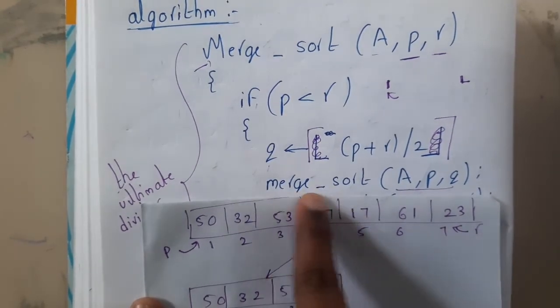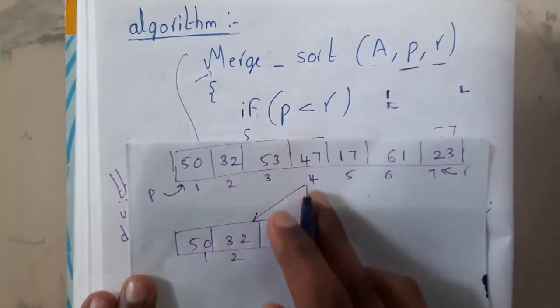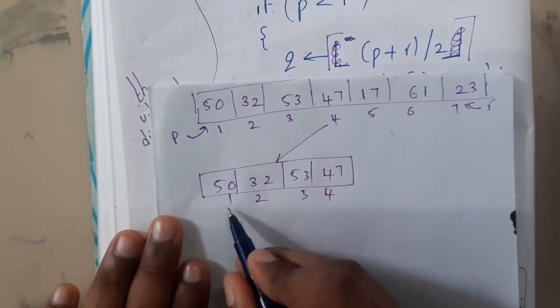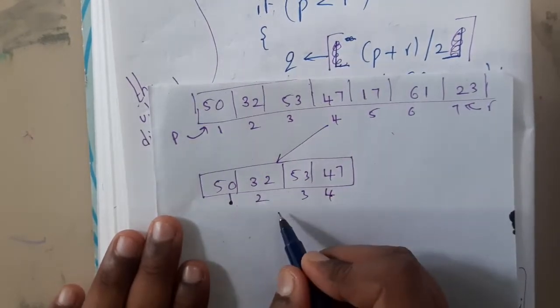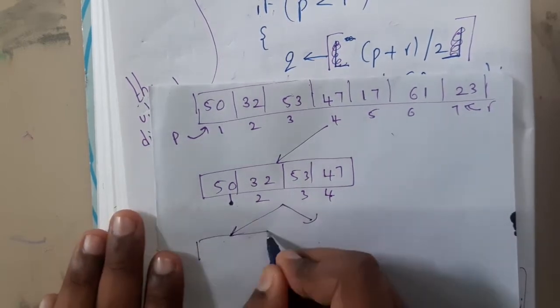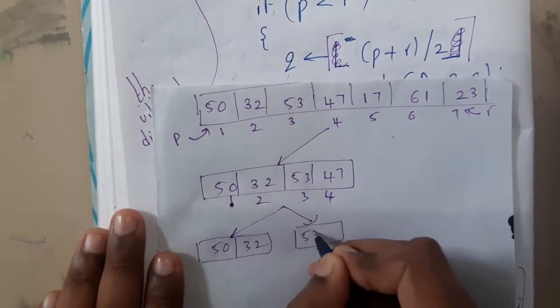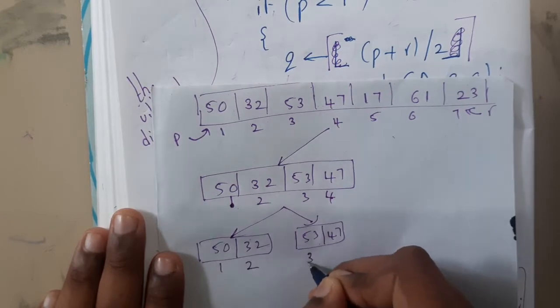So this merge sort will again call merge sort, right? What will it do now? Again it will check P and Q, and again it will halve. That is 4 plus 1 by 2, which is 2.5, which will again divide it into two parts, right? So it is 50, 32, 53, 47, which is 1, 2, 3 and 4.